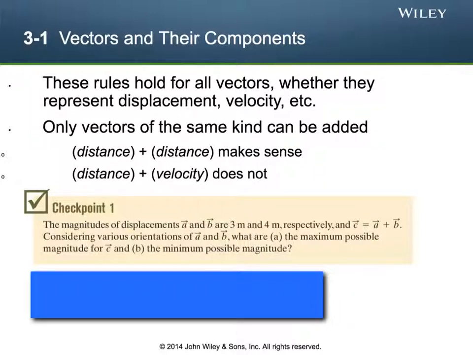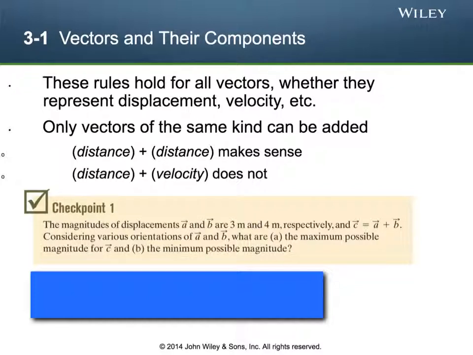One thing you have to keep in mind, though, is we can only add like vectors together. Just like we can only add like terms in algebra, we can't add a measurement of distance plus a measurement of velocity. That just doesn't make sense. Units don't check out. Those vectors cannot be added. We can only add the same vectors.